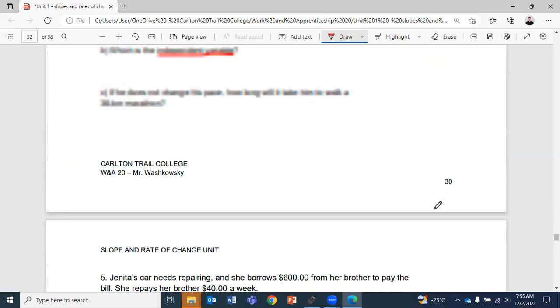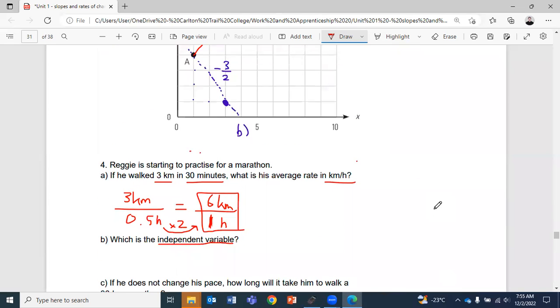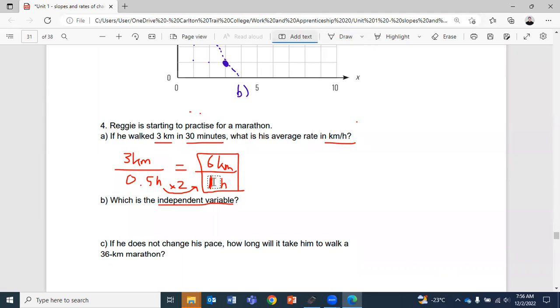How much money you make is dependent on your salary and how much you worked, right? So the independent variable of these 2 things is actually going to be the time, because how far he travels is dependent on his speed and his time. But you could say he ran for 2 hours, he walked for 5 minutes. Either way, he has an average pace. So the independent variable in this case is going to be the time he walked.